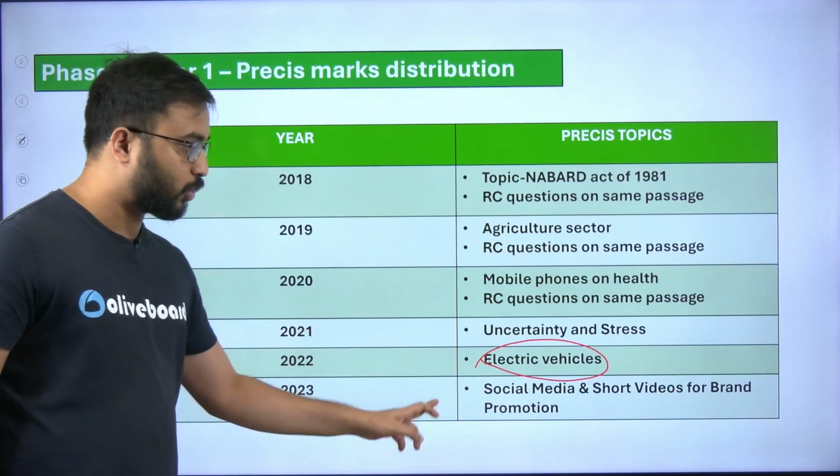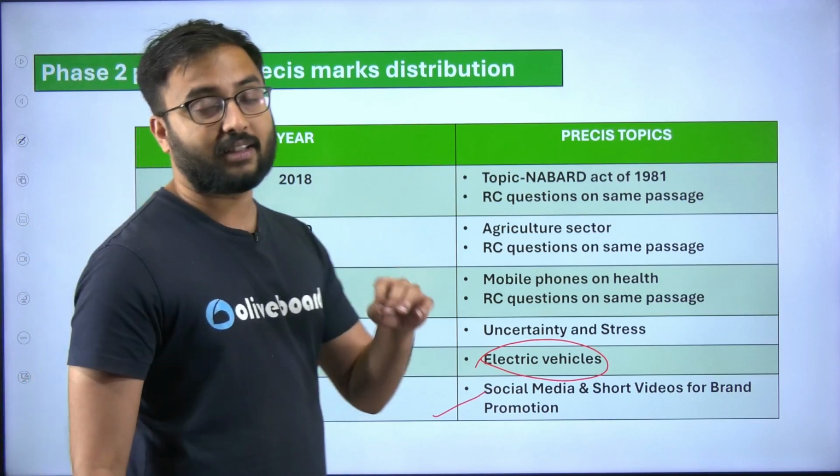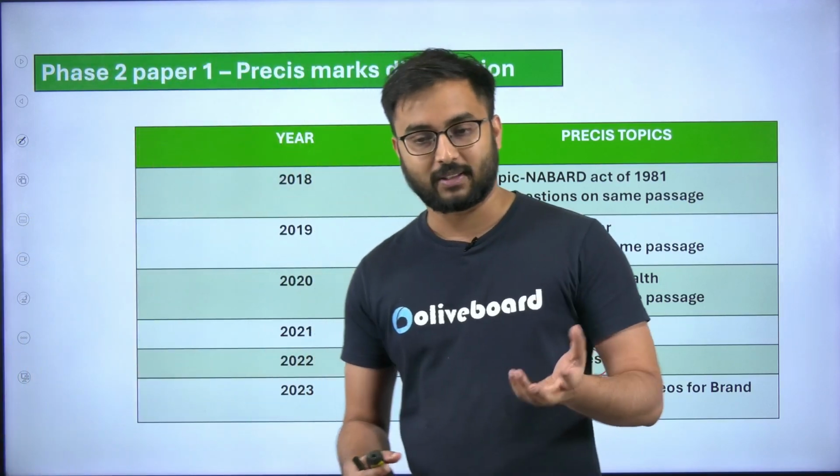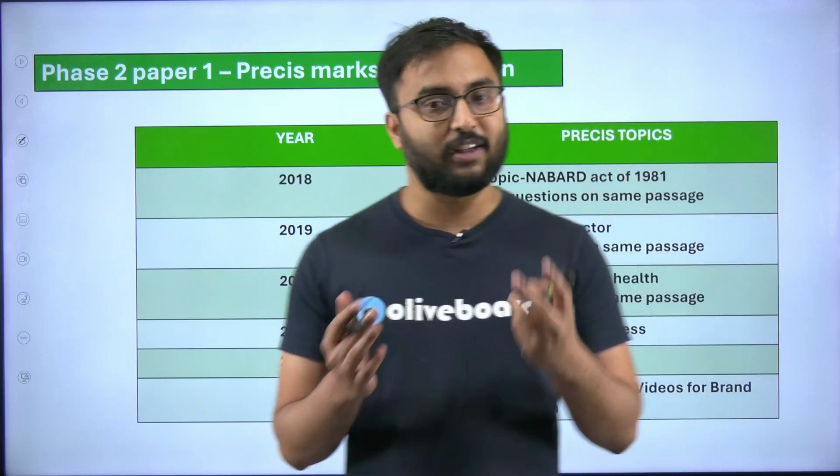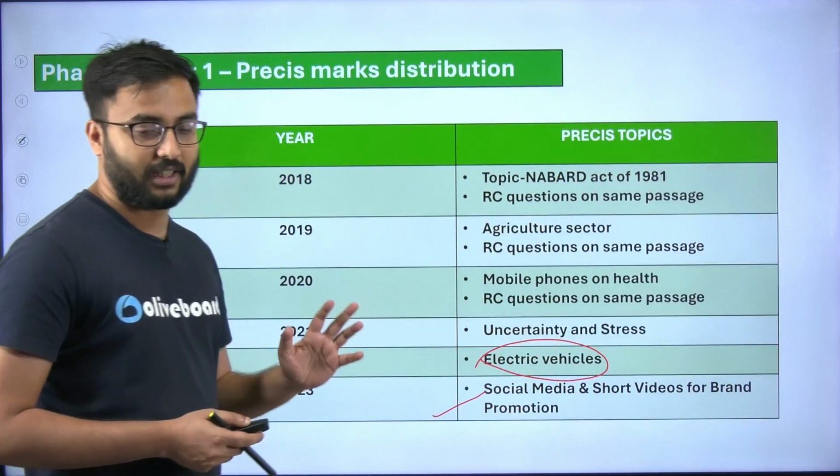In 2023, social media and criticism on social media was very famous. In 2024, I hope that you know that AI is very famous. Maybe AI Prezi would be asked.